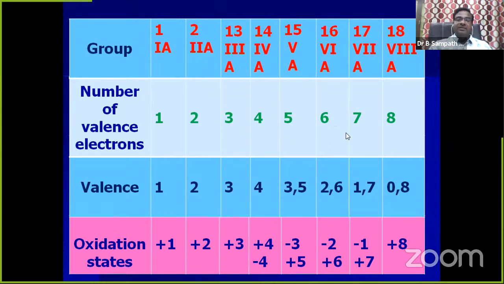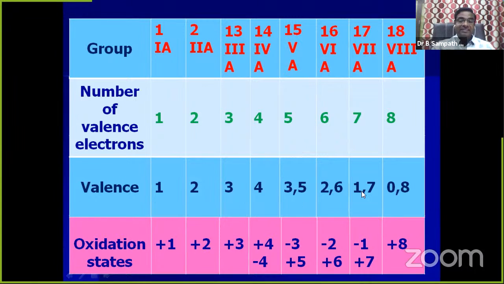So next children, the fifth group elements. Fifth group elements have 5 valence electrons. To get the octet configuration, it should gain only 3 electrons. Therefore, losing these 5 electrons is difficult compared to getting 3 electrons. Therefore, it tries to get 3 electrons. That's why here valency 3. Or if it wants to lose, then it loses the 5 electrons, valency 5.